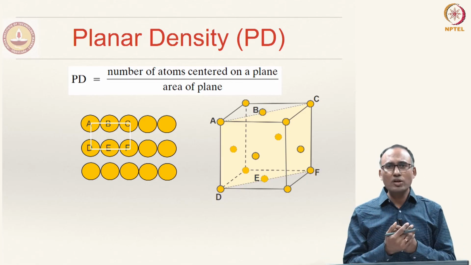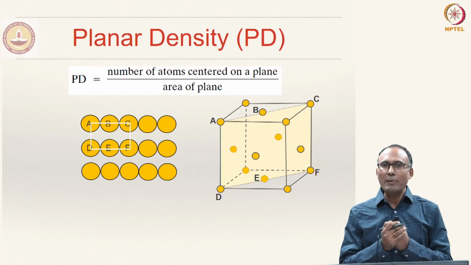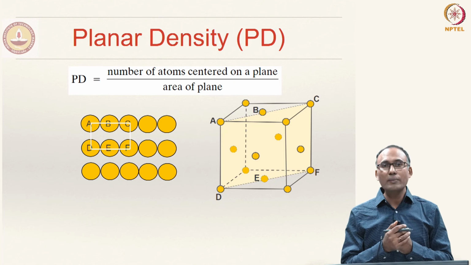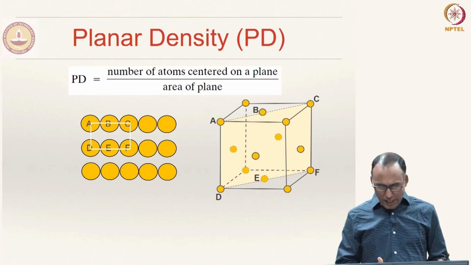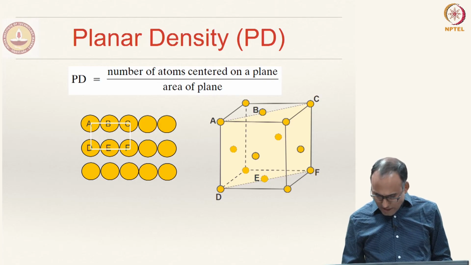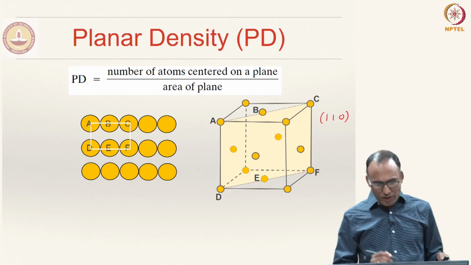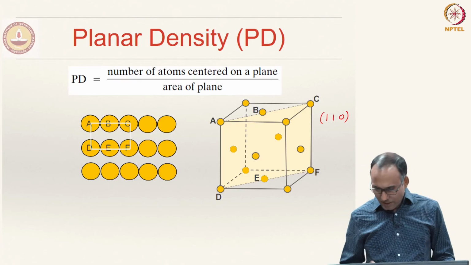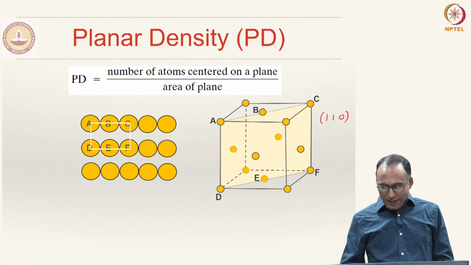Now, since we have defined crystallographic planes as well, we also have to talk about planar density. What do we mean by planar density? It is the number of atoms centered on a plane divided by the area of the plane. So, if you take this particular plane, what is this plane, by the way? It is intersecting the x axis at 1, the y axis at 1 and parallel to the z axis, and hence this should be the (110) plane in an FCC, face centered cubic, structure material. And then let us look at the planar density.